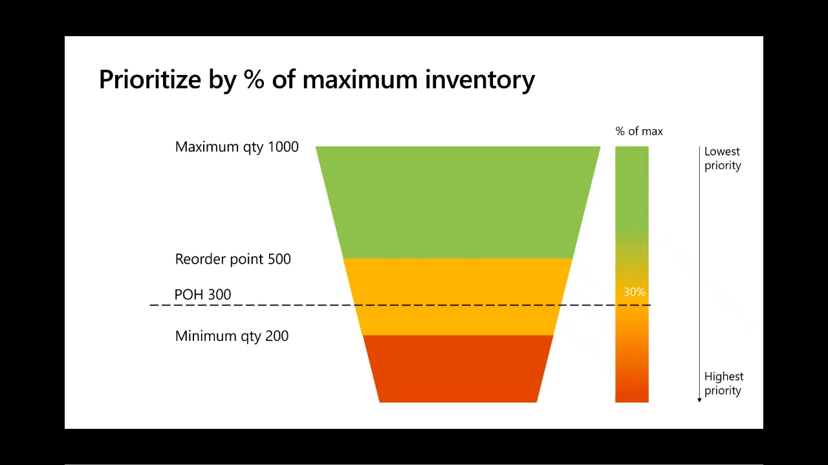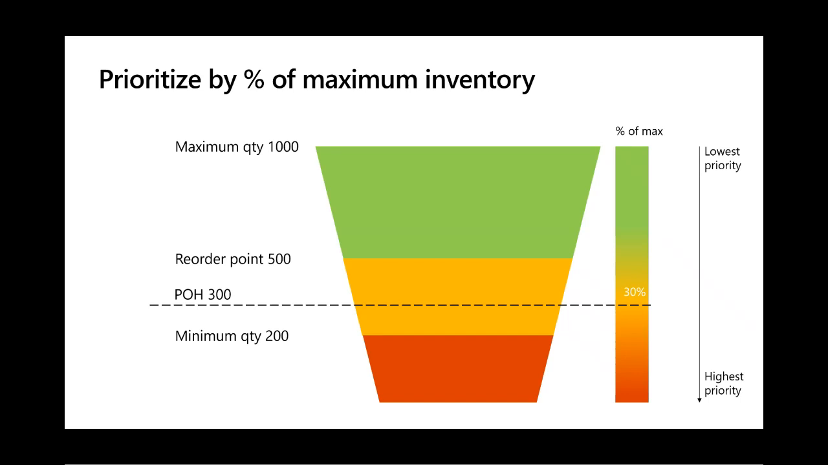If my on-hand inventory was 100 units, then that would be 10% of my maximum inventory, which would be a higher priority. What this method allows us to do is to proportionally prioritize fulfillment to warehouses where the inventory is closer to being stocked out. So when I have a different maximum quantity at different warehouses, instead of just looking at the discrete amount of inventory that's on hand, I can look at that inventory as a percentage of my target on-hand inventory.